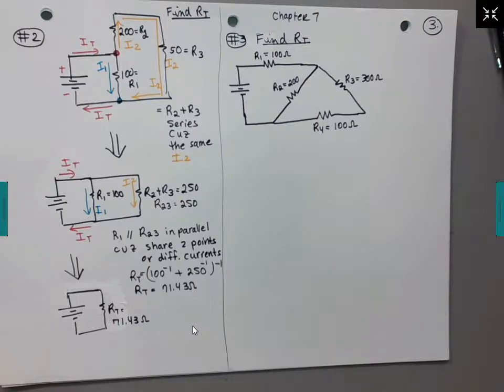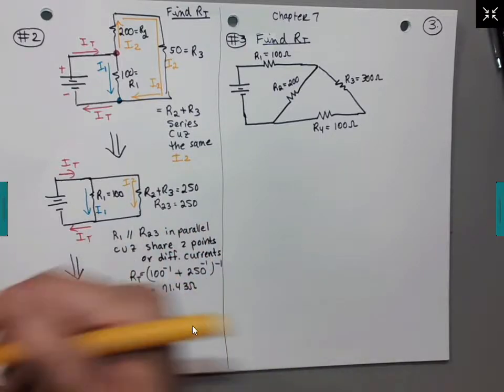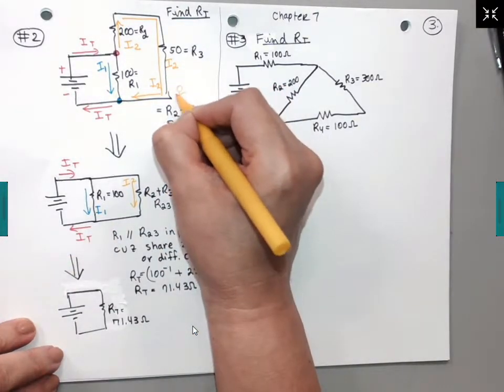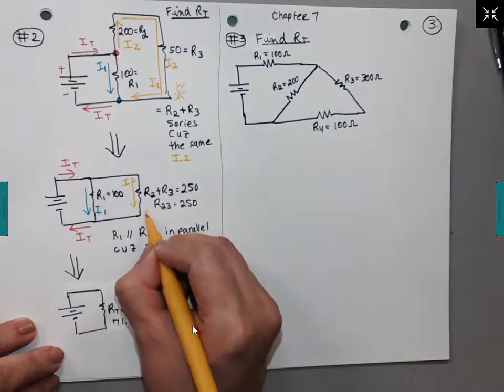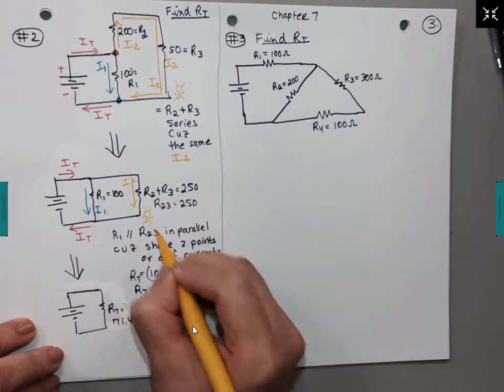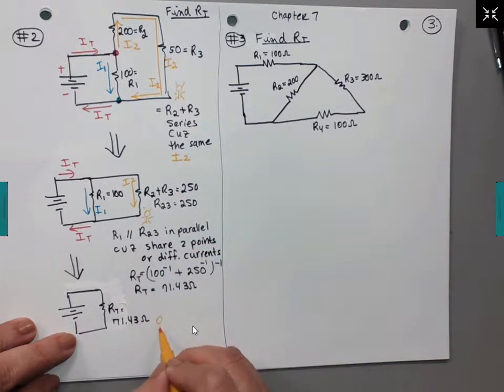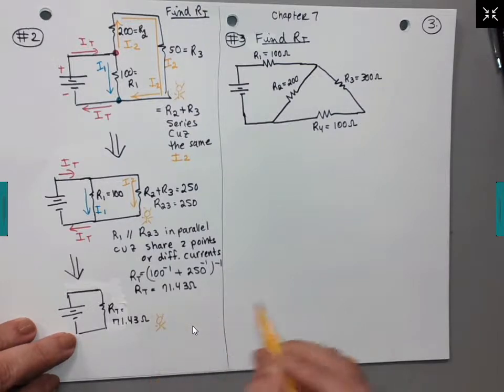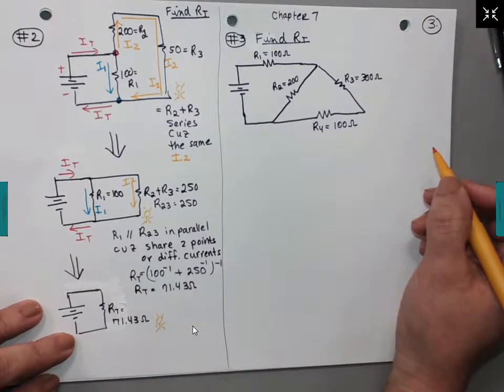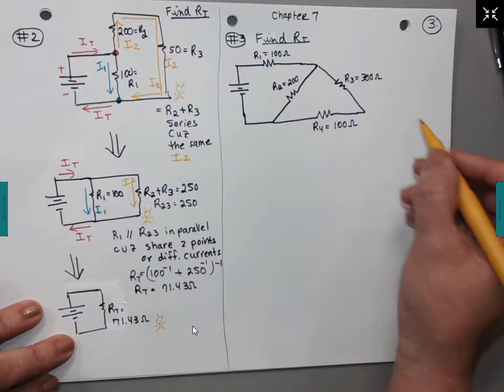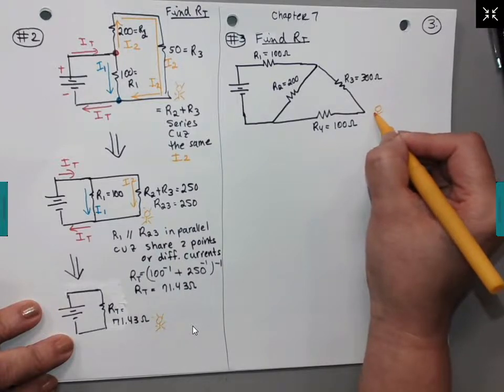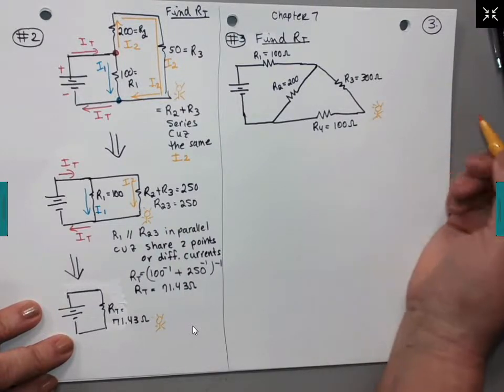R1 and R4 are not in parallel. Remember my little guy right here. He can only see what he can see. My little guy can only see what he can see. I'm sorry? Who said that? Say that again. Look at my little guy. My little guy can only see R3 and R4.